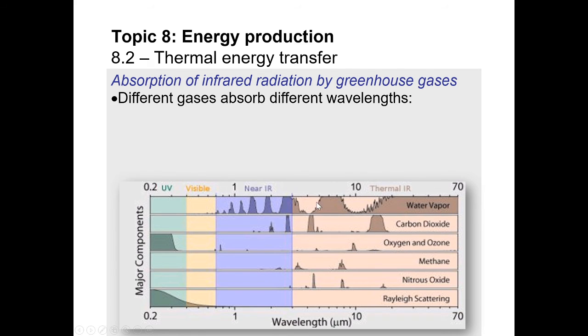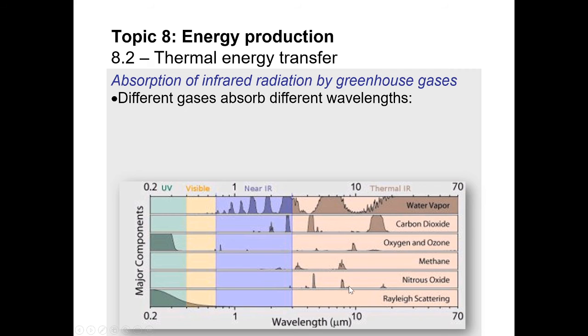What we're seeing here is that water vapor is absorbing a lot of thermal infrared radiation. Now, it does absorb also some near-infrared radiation and very little visible light, no ultraviolet. Carbon dioxide, again, most of the absorption is happening from the thermal infrared and the near-infrared. Oxygen and ozone, same thing.